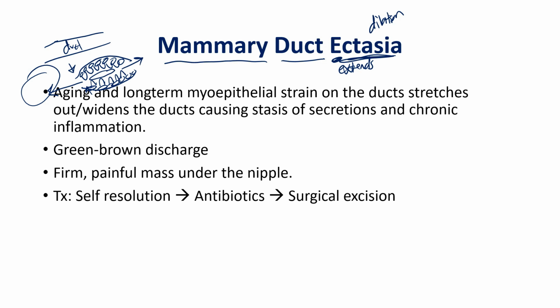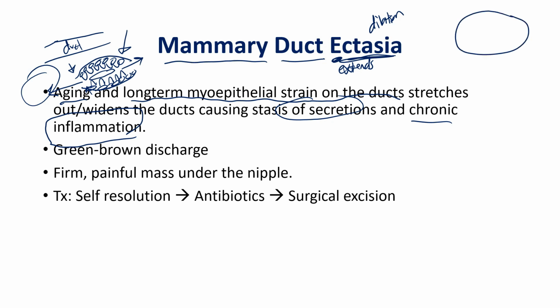So in other words, what this statement is saying is, what's causing this duct widening? Well, they really don't know for sure, but they have a couple of proposed ideas, where they're saying aging plus long-term myoepithelial strain on the ducts then stretches out and widens the ducts, causing stasis of secretions. That's just stasis of the milk, right? And chronic inflammation because of that. It's chronically inflamed because this isn't going back to normal. It's staying like this.